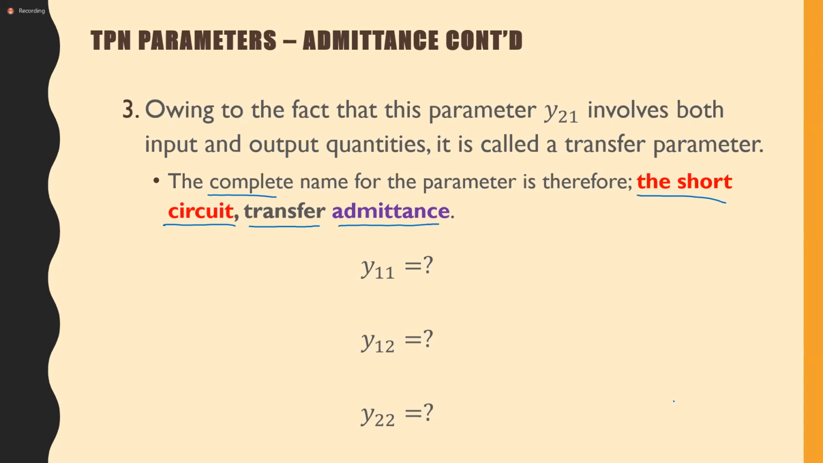Short circuit output admittance, Y12? No, Y12 is the short circuit transfer admittance. Absolutely. It will be the same as Y21 because it's looking at output and input. And then finally, Y22, short circuit output admittance. You see how easy it is?